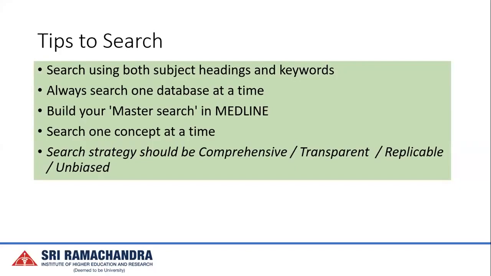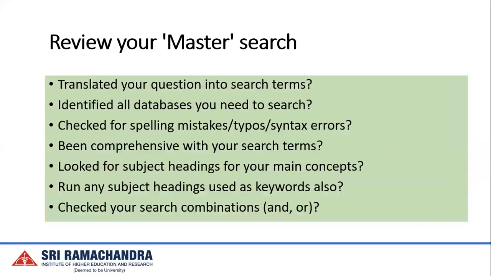Search one concept at a time. Don't combine at the beginning itself. The search strategy should be comprehensive, as what we did today. It should be transparent, replicable, and unbiased, because if somebody else searches, they should also be able to get the same search results. That is reliable. It should be replicable. There should not be any bias in literature search. That's the way we search.